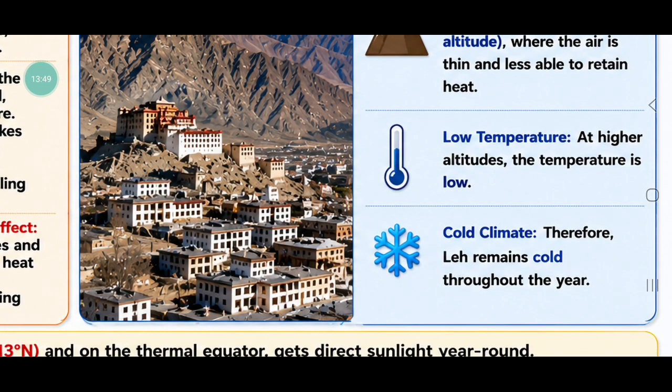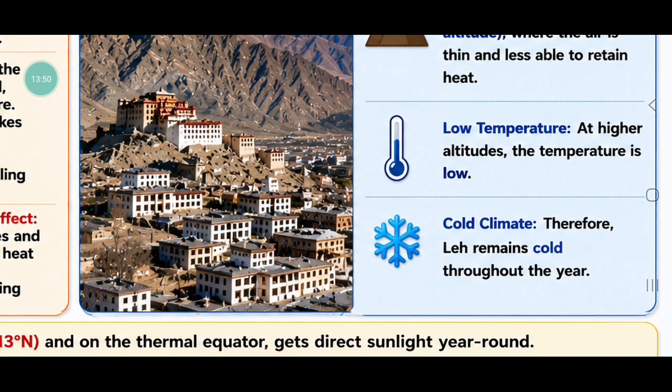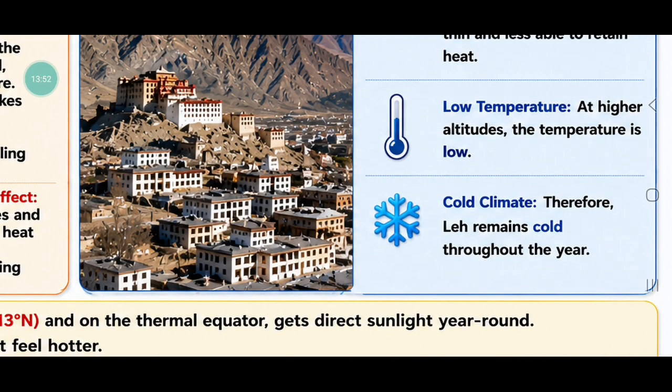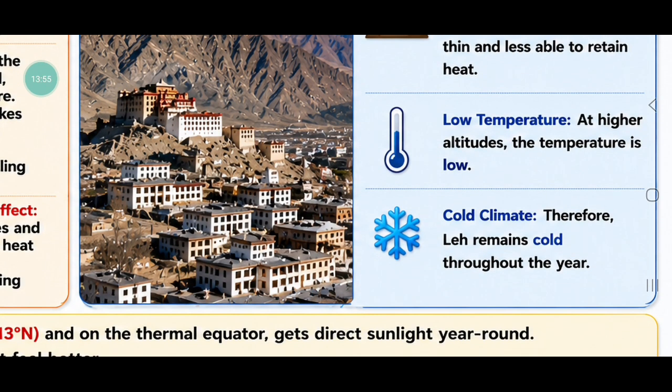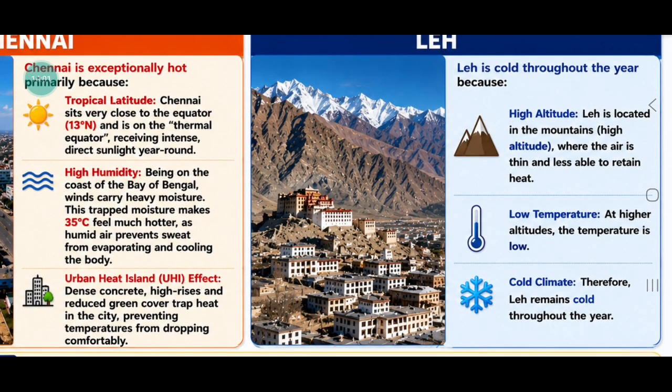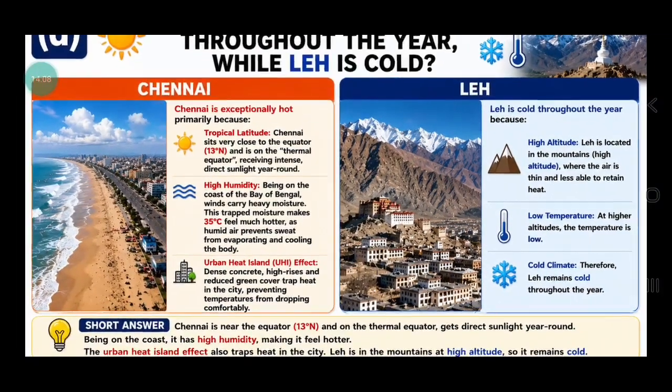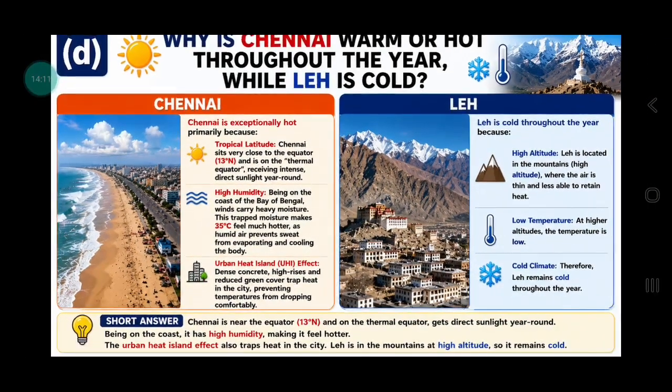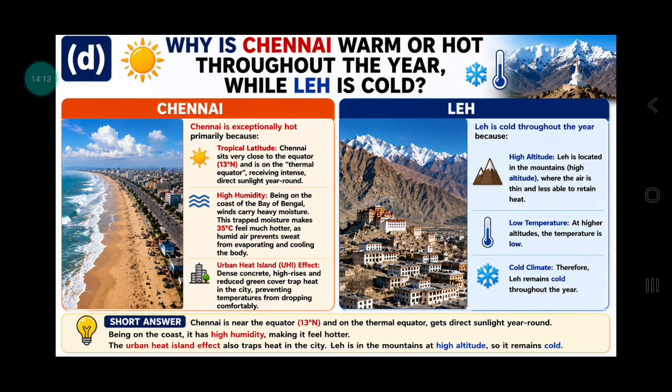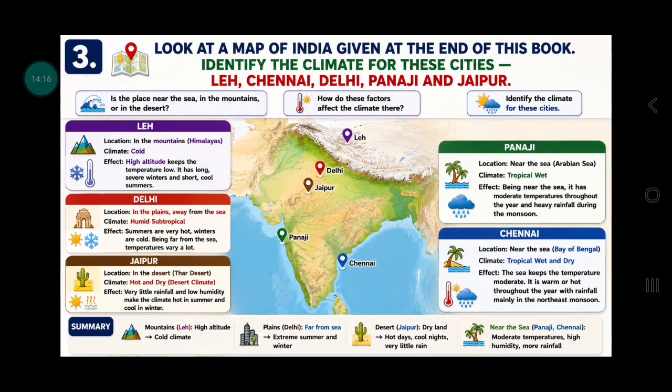Low temperature, higher altitudes, I have discussed it, complementary to the first point. Next is cold climate. Therefore, Leh remains cold throughout the year. The main cause is its location, on high altitude. That is why it experiences cold temperature throughout the year. Fine. Now let's go to the next question.